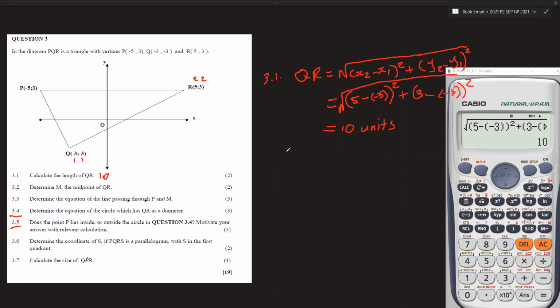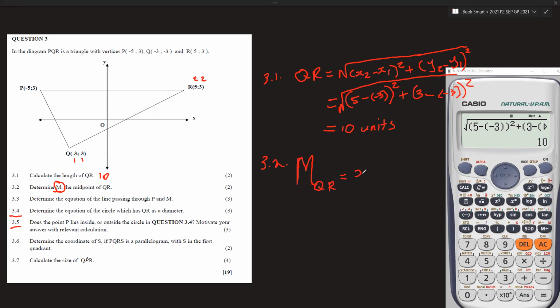Perfect. So we're going to go to 3.2 now. On 3.2, they want us to determine M, the midpoint of QR. So on QR here, there's a point along the center of this line that is called M, and that is the midpoint. Remember, for the midpoint we use a capital letter, and then you write subscripts here. We're looking for the midpoint of QR.